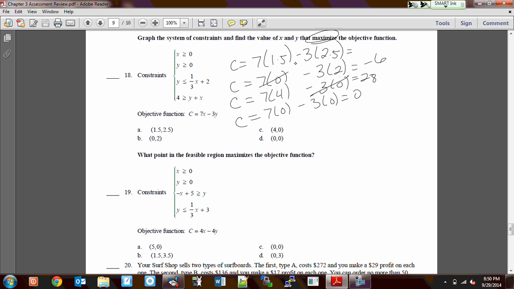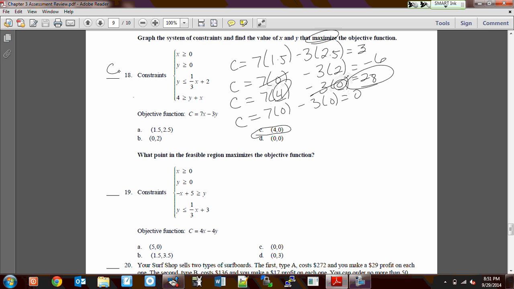So now we just need to do this one. So we're going to do 7 times 1.5. And then to that, we're going to subtract 3 times 2.5. And we are going to get 3. So we wanted to maximize it. So we looked to see which one of these gave us the biggest answer. If you notice, 28 is the biggest, and that was (4, 0). So letter C is the answer because (4, 0) gave us the largest value, and we wanted to maximize the function.